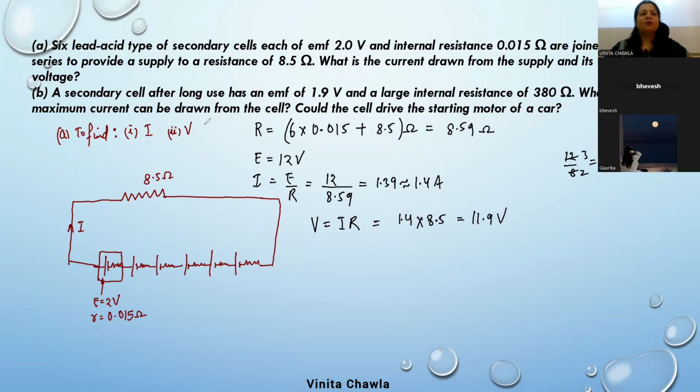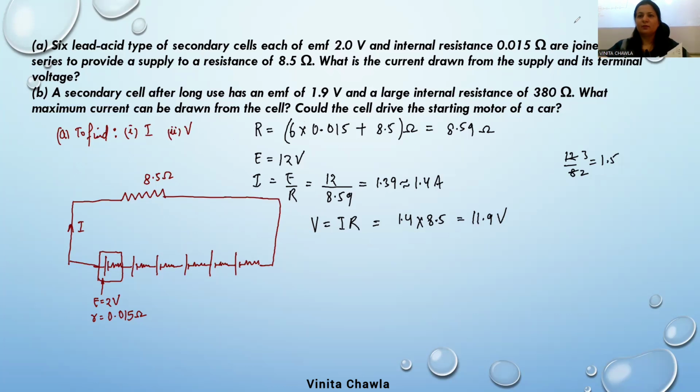So now we have found out both the values, terminal voltage and the current. Let's move to the second part of this question. In the second part, we have a secondary cell after long use with an EMF of 1.9 volt and a large internal resistance of 380 ohm. What maximum current can be drawn from the cell?